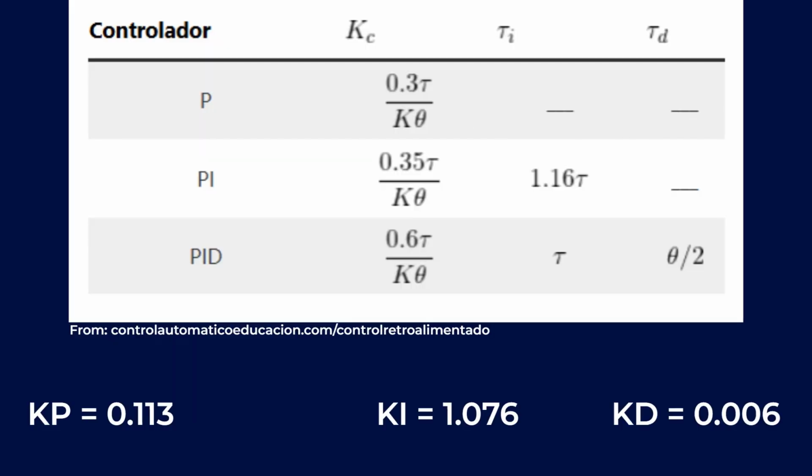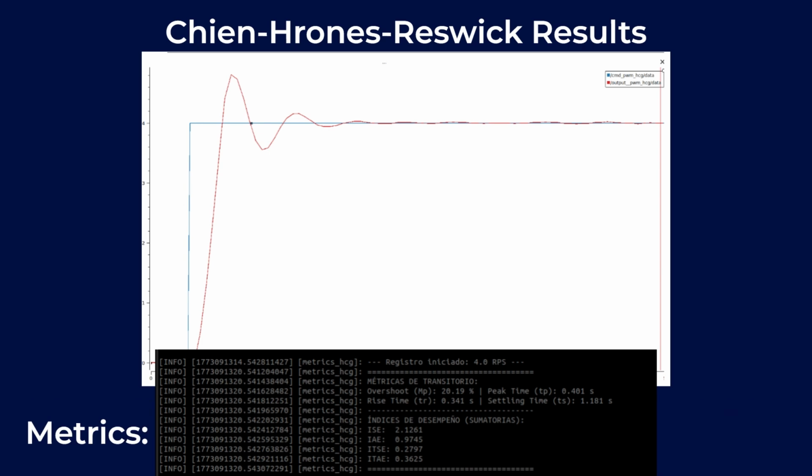To find the initial control constants, we applied the Chien-Hrones-Reswick heuristic method. This gave us a solid baseline for Kp, Ki, and Kd, moving from an empirical model to a functional data-driven controller. The final stage was experimental fine-tuning.